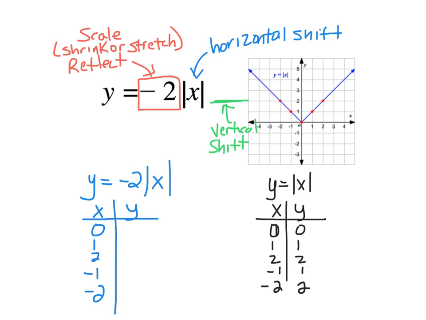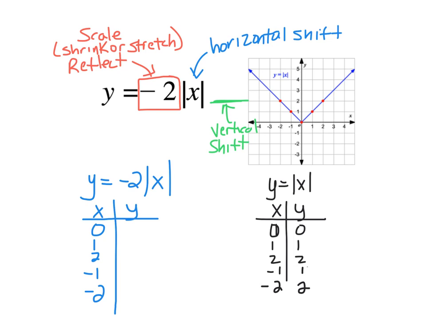So I went ahead and drew our table going with our parent function with our ordered pairs. And I'm going to go ahead and handle my transformation algebraically by just doing what it says. So I'm taking my absolute value of x, so the absolute value of these x values, and I'm multiplying each one by -2 to get my new ordered pair.